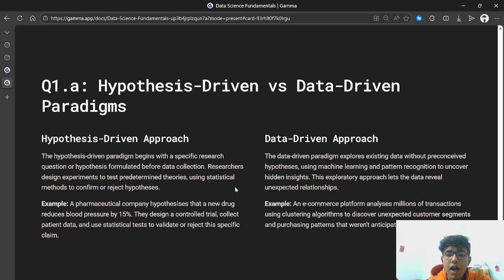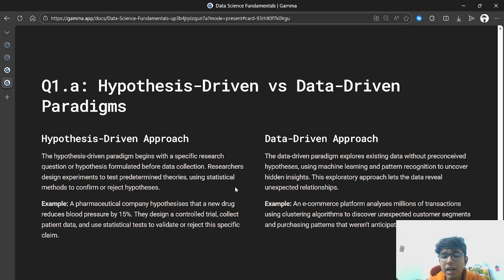In a hypothesis driven approach, I start with a specific assumption or theory about the world, and then I use data to test it. Use data to actually validate my hypothesis. For example, I might hypothesize that students who study more than 3 hours a day score higher than 80% in the exams. I design a study, I collect data on the study hours and scores, and then use a statistical test like a t-test or regression methods to confirm or reject the hypothesis.